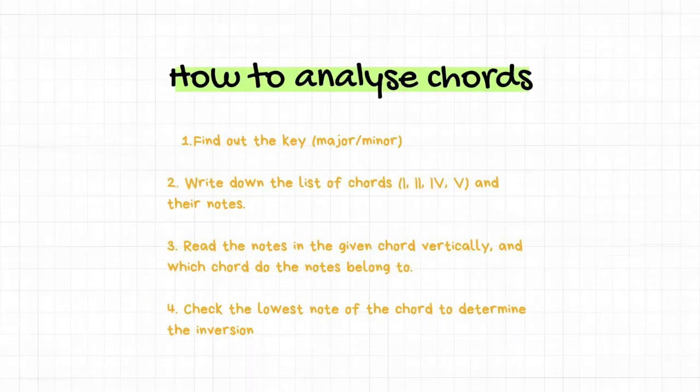Next, let's learn how to analyze the chords. First, we have to find out the key, whether it's a major or minor. And we write down the list of chords 1, 2, 4, 5 and their notes. Read the notes in the given chord vertically and find which chord the notes belong to. Check the lowest note of the chord to determine the inversion. Now we'll show you step by step.